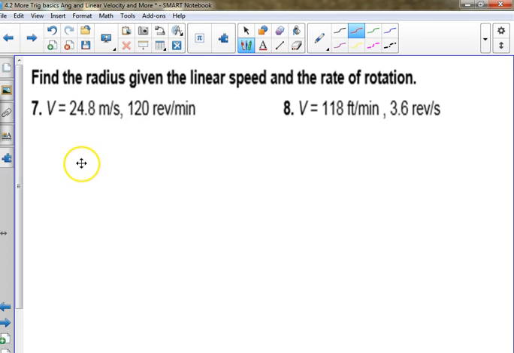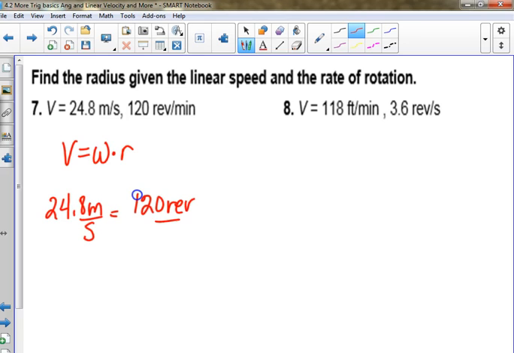Any ideas? I'm thinking we need the formula I just talked about: linear equals angular times radius. That's how I would think about this. If we have 24.8 meters per second, and there was some revolutions per minute, oh my gosh, they're making this so miserable. We need to figure out what the radius was. So we're going to work backwards, but what do we got to do with this hot mess first?